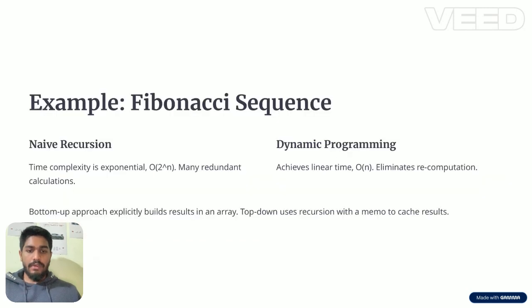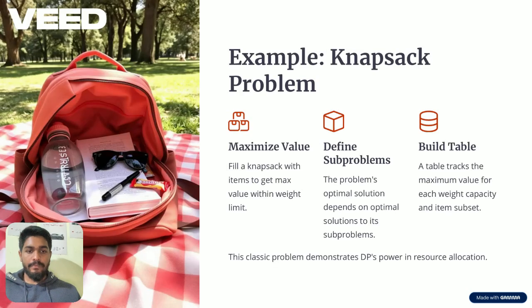Example: Fibonacci sequence, recursion, and dynamic programming. In naive recursion, time complexity is exponential, O(2^n), with many repeated calculations, and dynamic programming achieves linear time, O(n), which eliminates recomputation. The bottom-up approach builds results in an array. Top-down uses recursion with a memo to cache results.